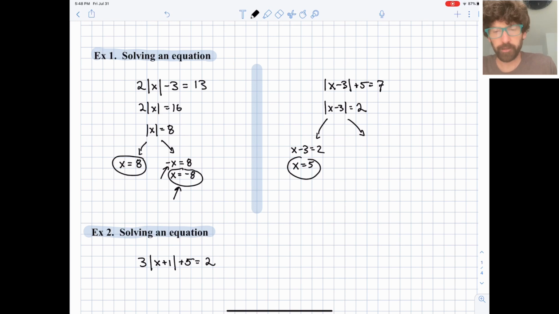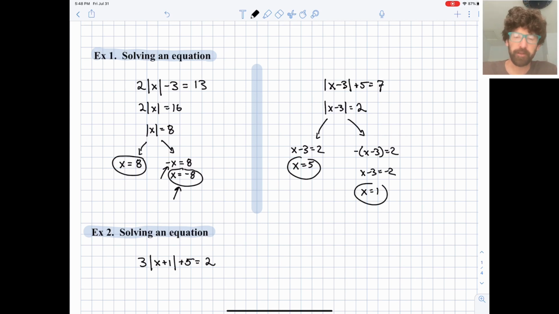We could have an alternate situation where the absolute value bars could have stripped away a negative. And once we go ahead and solve, we get x is equal to 1. I think it's worthwhile on this one to just show a quick check for the x is equal to 1 solution. I'm going to plug it back in.